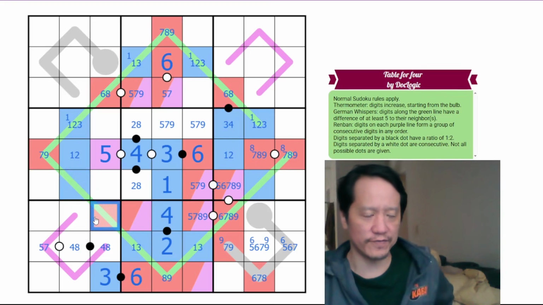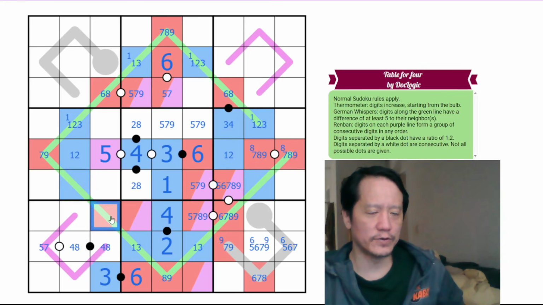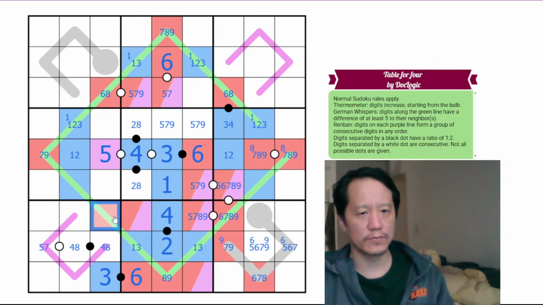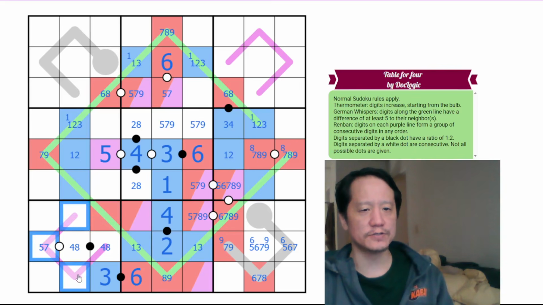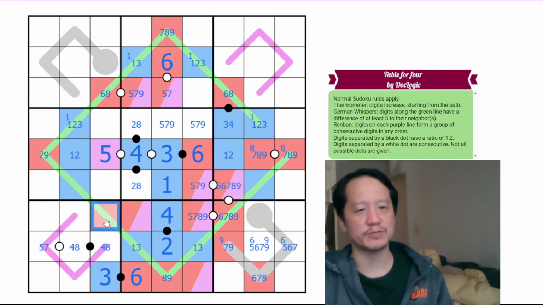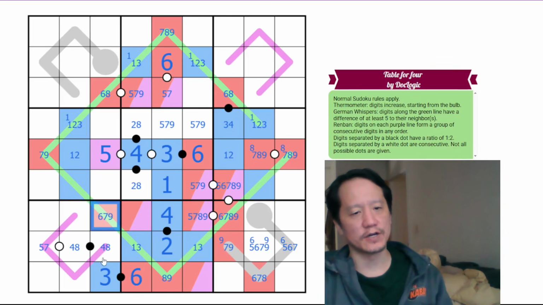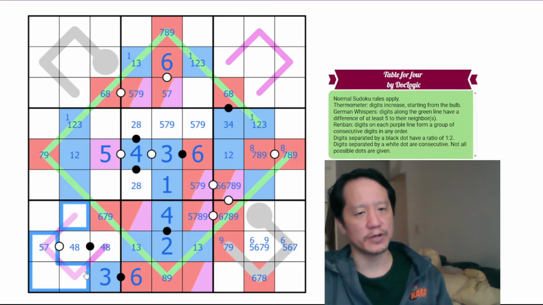This cannot be 8. We cannot have 9 on this Renban line because that would eliminate all high digits from this cell, and this must be a high digit. So it's 6, 7, or 9, which means 9 cannot be on the Renban. So 9's here, here, or here. We're not sure which.